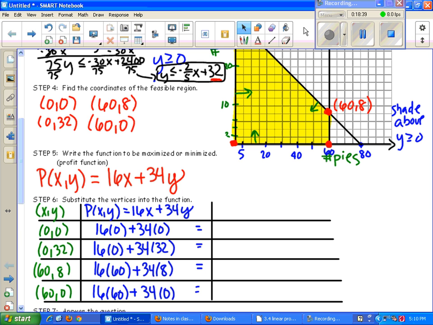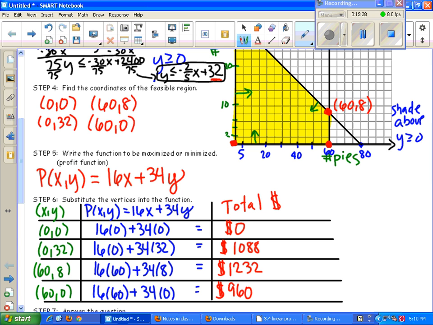And in the last column, we're going to do the total amount of money. So 16 times 0 plus 34 times 0 gives me $0. So obviously using 0, 0 is not going to maximize my function. If I do 16 times 0 and 34 times 32, I get $1,088. The next one's going to give me a total of $1,232, and the last one's going to give me a profit of $960.